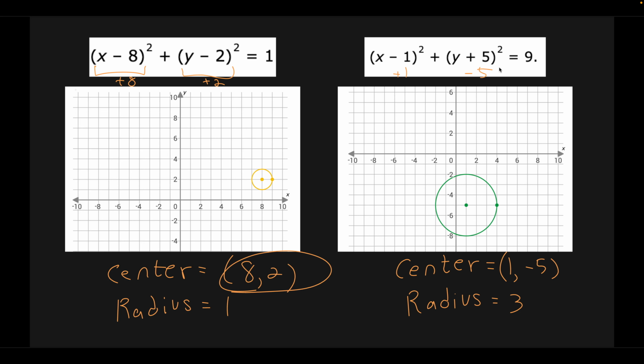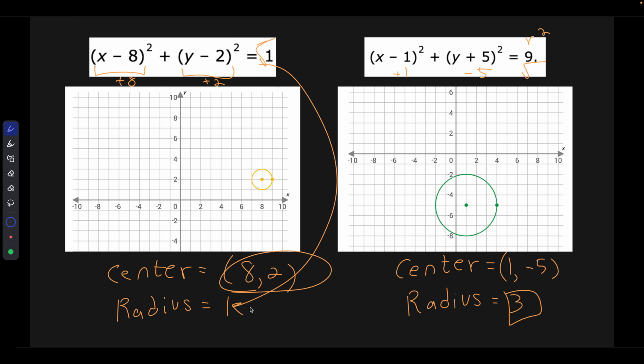Cool. Now, the number on the end. From the first problem, you might have said the number on the end is the radius, right? If it's a 1, I go out 1. But that does not hold true for this problem because I don't go out 9, I'm only going out 3. So what is happening here is this number is actually the radius squared. If you take the square root of 9, that gives you the radius of 3. The square root of 1 gives you the radius of 1 down here. So you take the square root of the number at the end.